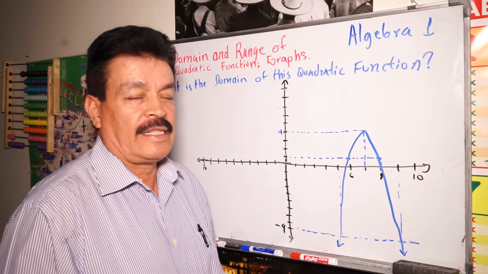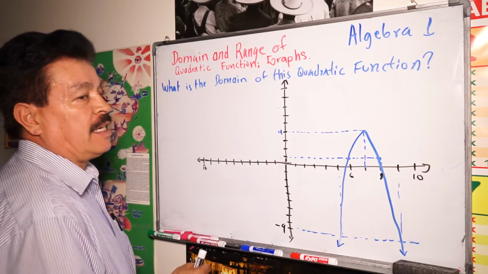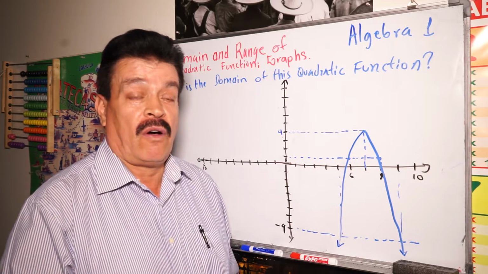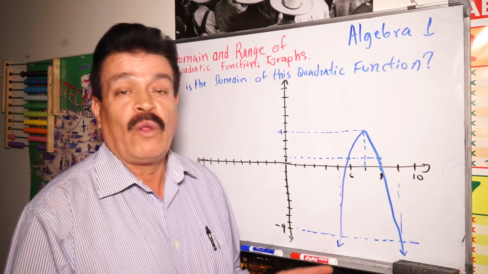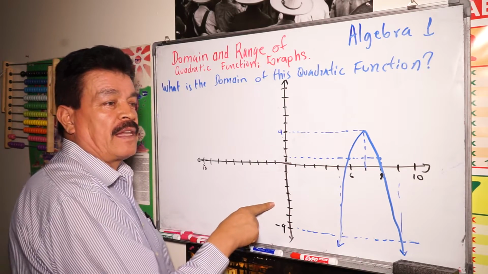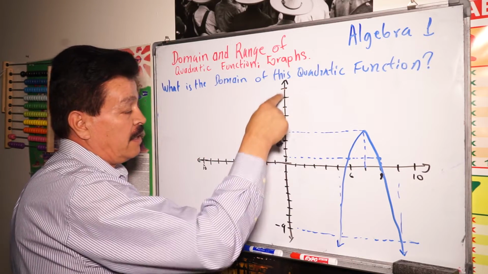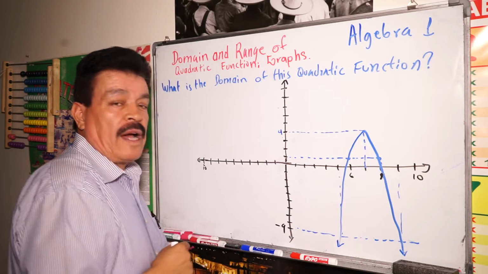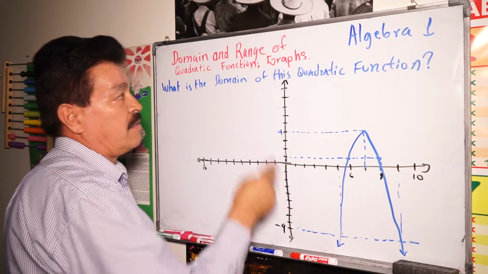of a function is the set of all x values that can be inputted in the function. Okay, this is the domain, and then the range of a function is the set of all y values that can be outputted by the function. So x values are for the domain, and y values are for the range.